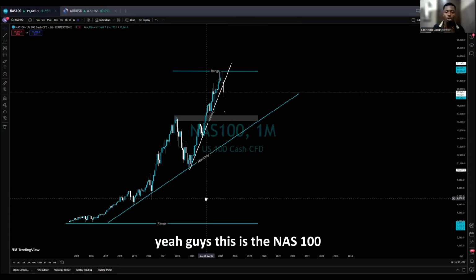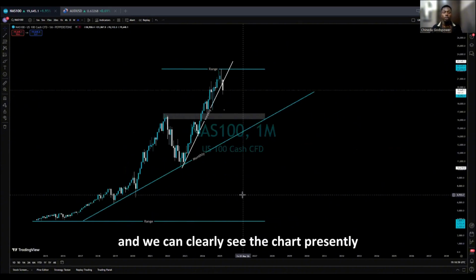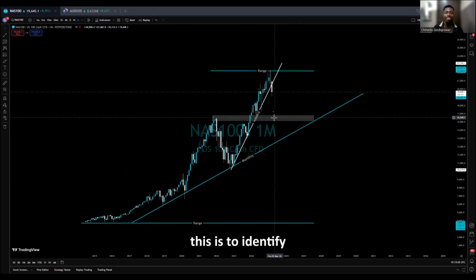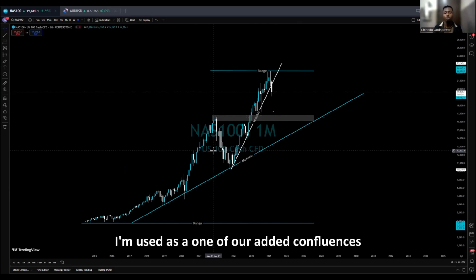This is the NAS100, the US100, and you can clearly see the chart presently has been marked out. This is to identify the range and the trend of the market on the highest time frame. This is a monthly time frame, and we use, as one of our added confluences, the top-down analysis.